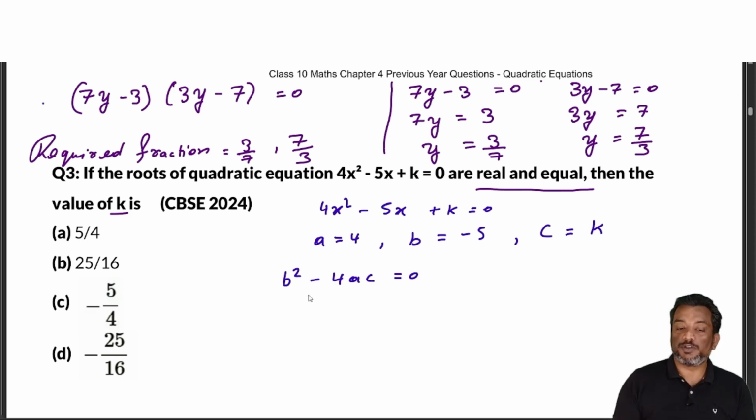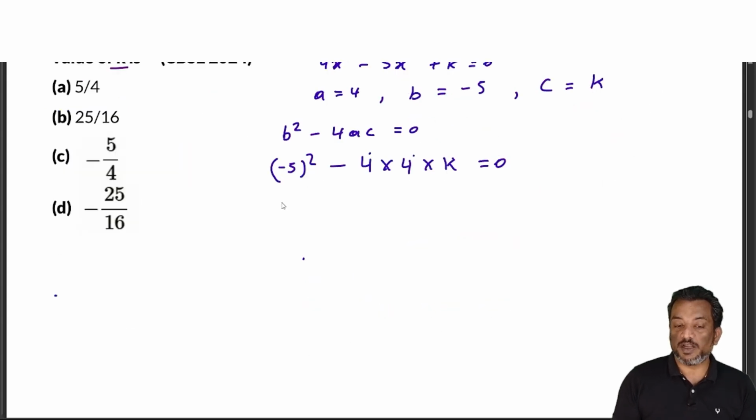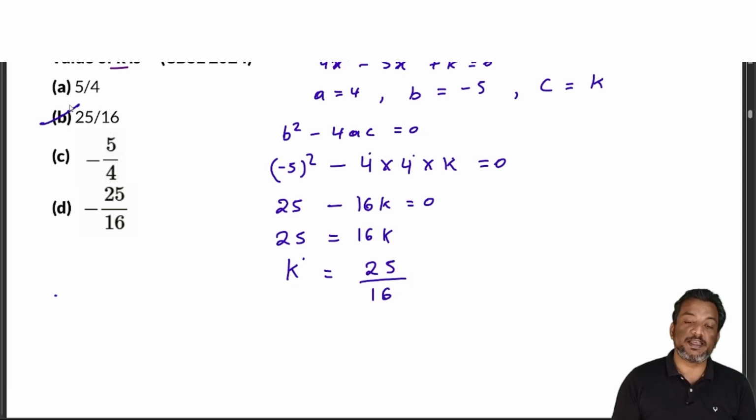So you can now substitute the value. So b square is how much? Minus 5 square, and minus 4 times 4, and a is k, is equal to 0. So minus 5 square is how much? 25, and this one is 4 times 4, 16, 16 times k. So 16k is equal to 0. Now minus 16k you can transpose to the right side. So 25 is equal to 16k. So k is equal to how much? You can say 25 over 16. So which means our option B is correct.